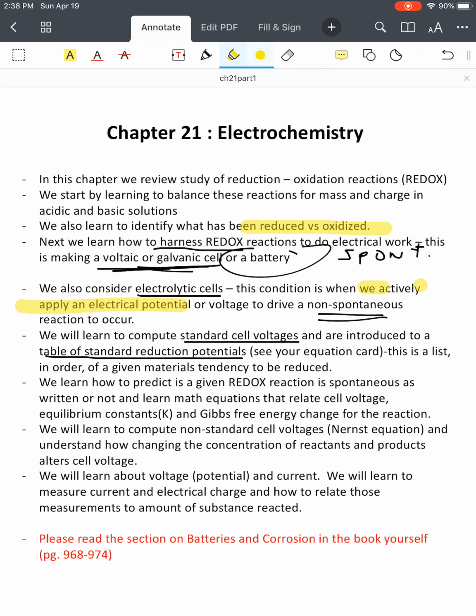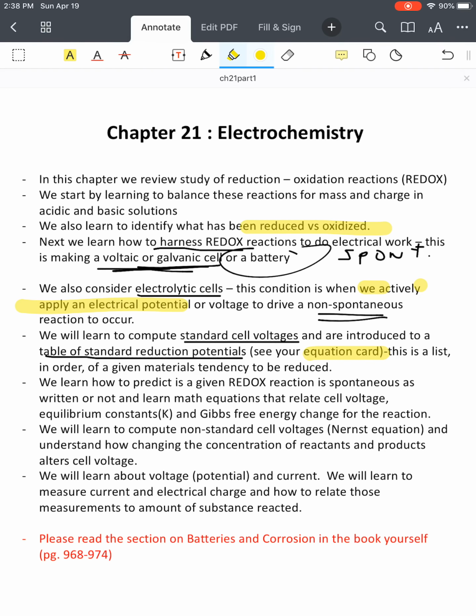And way back the first day of class, I gave you all an equation card. Maybe you still have that in your notebook or whatever you've got. That equation card actually has a long list on the side. I think it's opposite the equations as I remember. But there's this big table of standard reduction potentials that I included there. We're actually going to use that table now because it's a list in order of given materials' tendency to be reduced. In this chapter, we'll see how a chemist might use that.